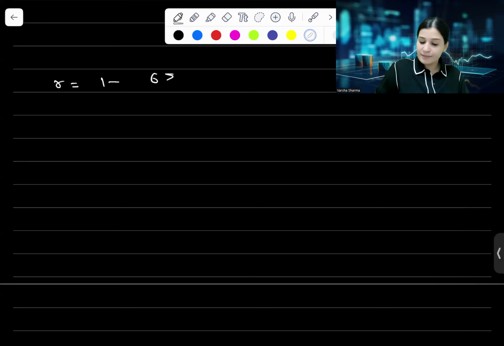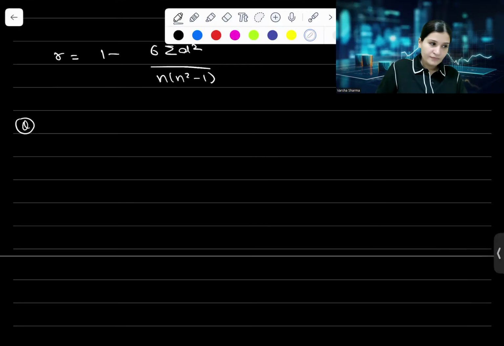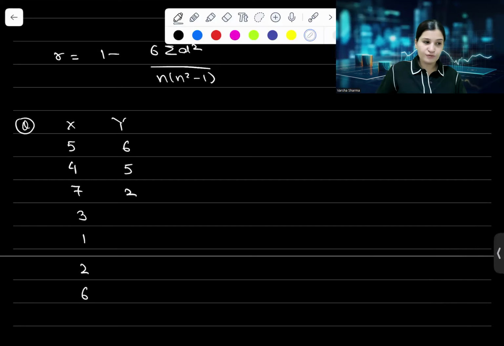So, question, there were two formulas. 1 minus 6 summation d square over n square minus 1. N is obviously the number of observations, d is the difference in their rank. So, question. Rank X: 5, 4, 7, 3, 1, 2, 6. Y: 6, 5, 2, 1, 3, 4, 7.